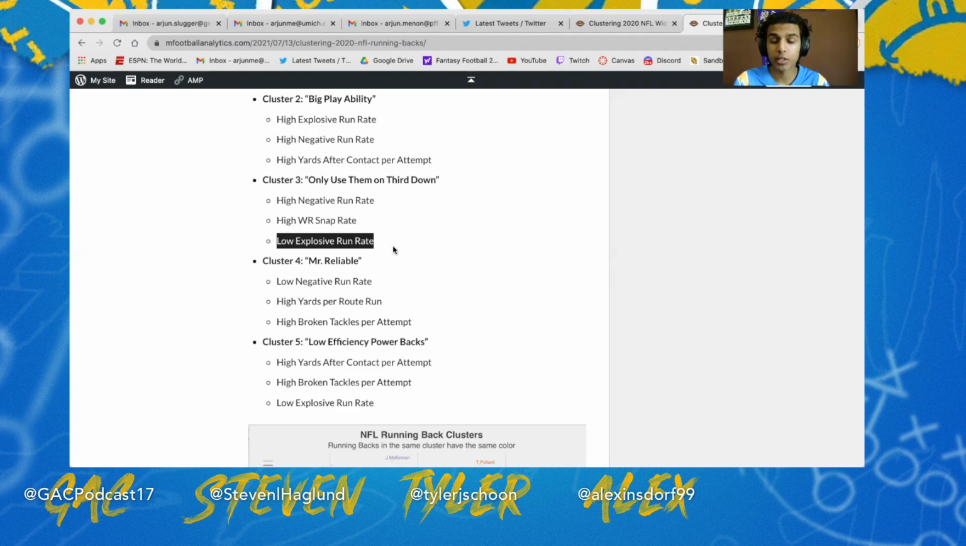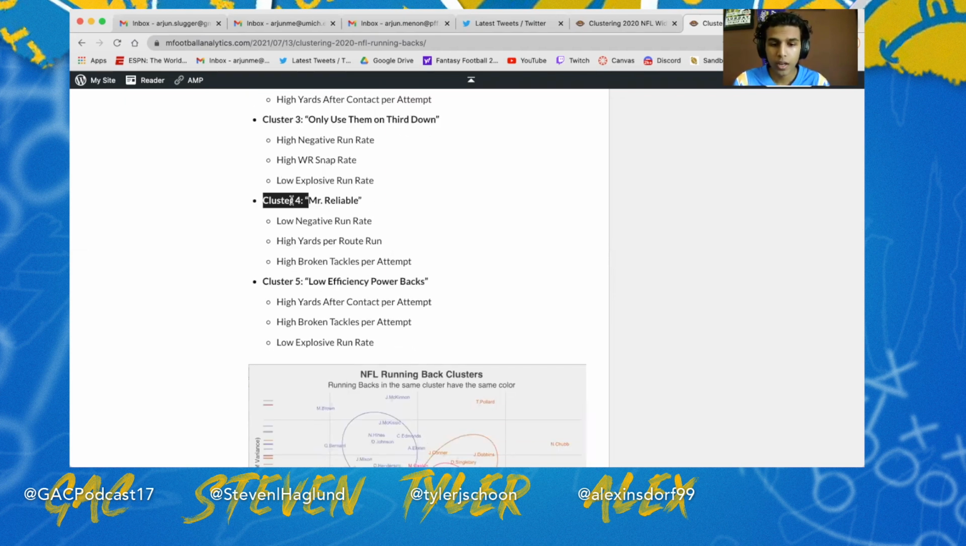And they have a low explosive run rate. So again, very inefficient in the ground game. Cluster 4, these are where most of the best running backs fall under. I call these guys Mr. Reliable because they had a low negative run rate, so they weren't going to hurt you when they ran the ball. They had a high yards per route run, so they were super efficient in the pass game, and a high broken tackles per attempt. So you could rely on them to make something out of a play when there was nothing to start.